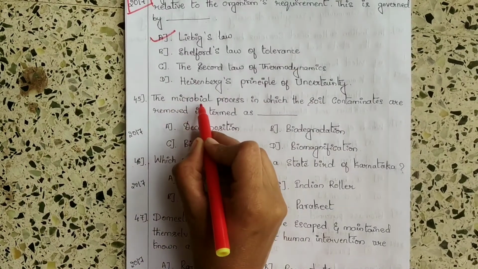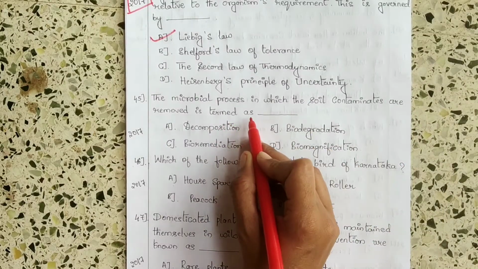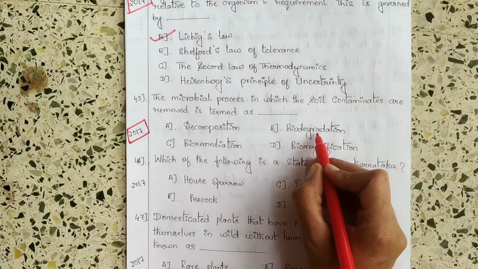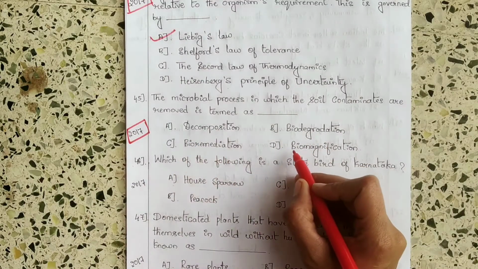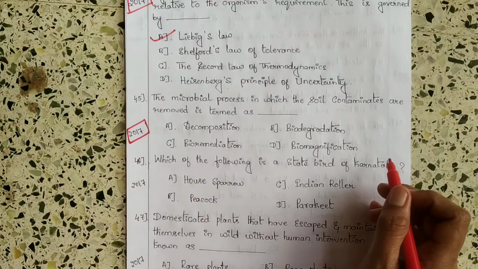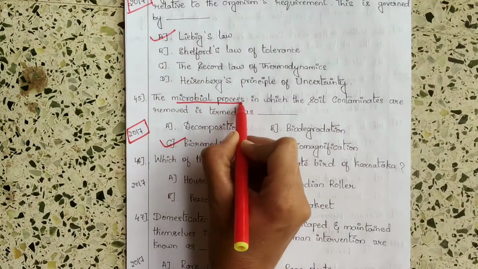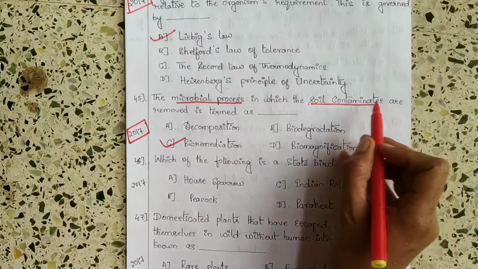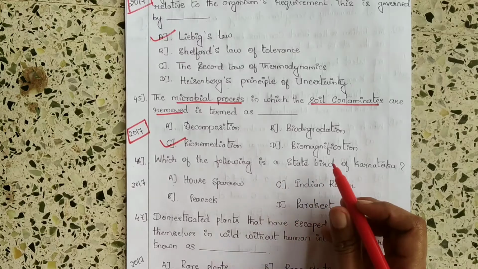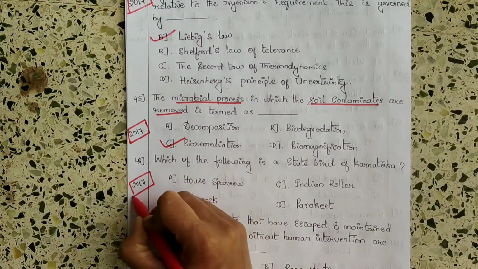45th question. The microbial process in which the soil contaminants are removed is termed as, which is asked in the year 2017. Option A, decomposition. Option B, biodegradation. Option C, bioremediation. Option D, biomagnification. So the correct answer for this is option C, that is bioremediation. The microbial process in which the soil contaminants are removed is termed as bioremediation. Let us move on to the next question, 46th one, which is asked in the year 2017.